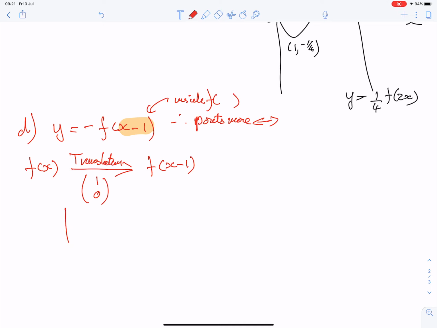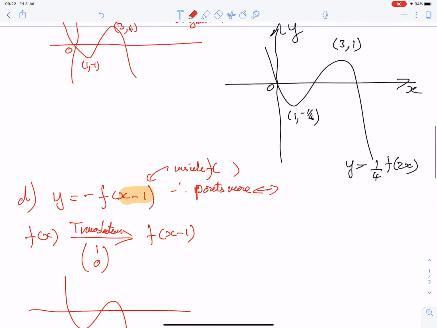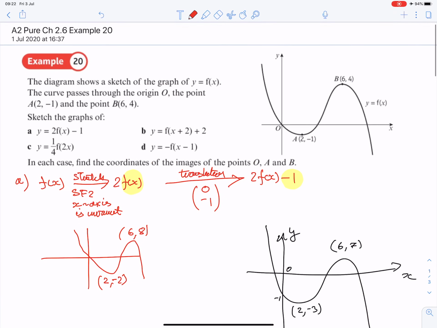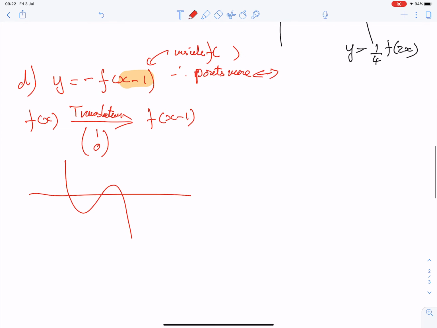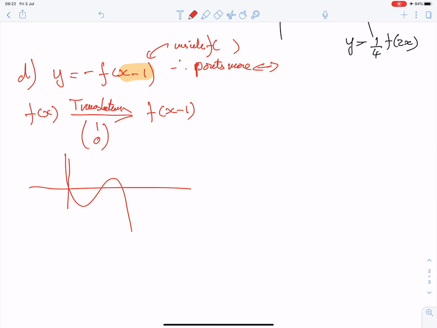So again, we can have our original shape. It's moving sideways, so the x-axis is still going to go in between the max and min points. The difference is it's moved 1 to the right. So if we move it 1 to the right, the y-axis is going to go through somewhere here. Let's just do that again. I'm also going to move this down a bit so I can get the y-axis in here. So that point is at 1.